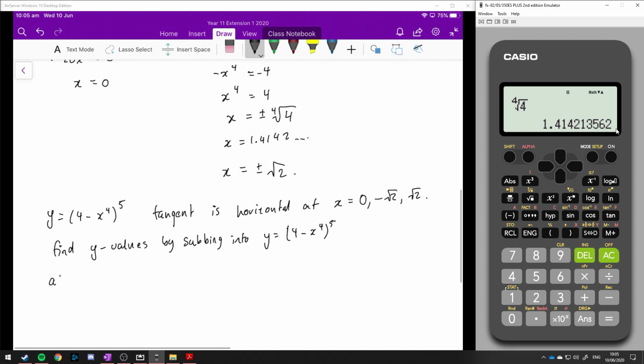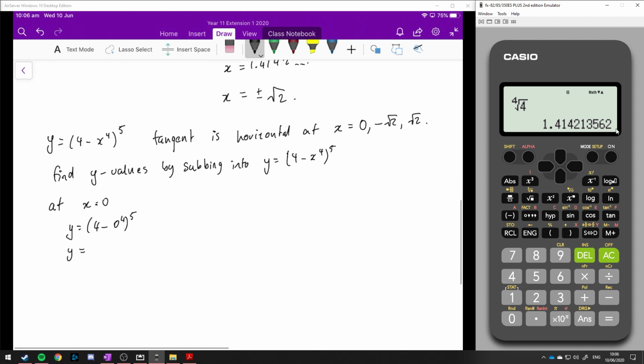So at x is equal to 0, y is equal to 4 minus 0 to the power of 4, to the power of 5. So 4 minus 0 is just 4, so it's 4 to the power of 5. Let's put this one in. 4 to the power of 5 is 1024. So it's really high, 1024.